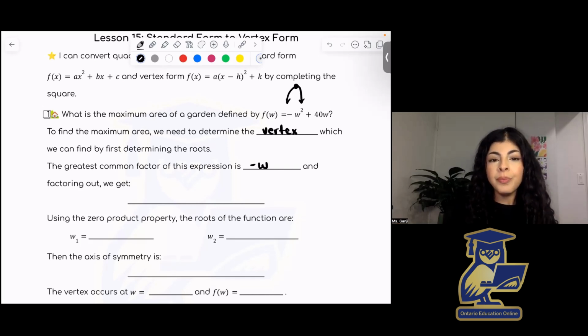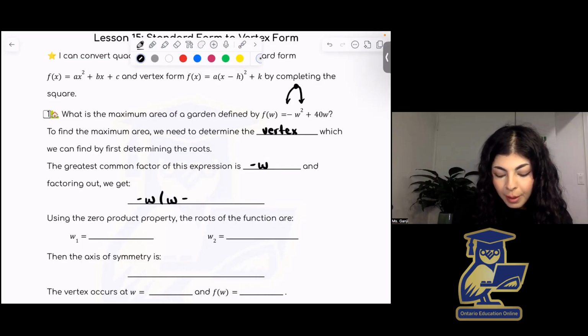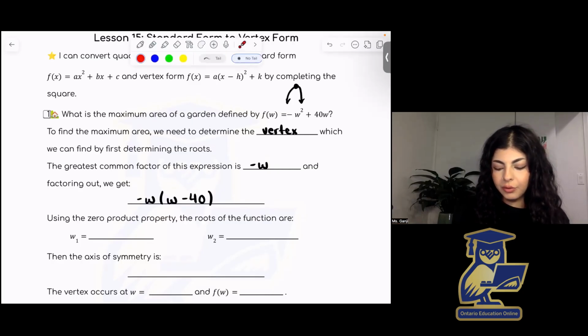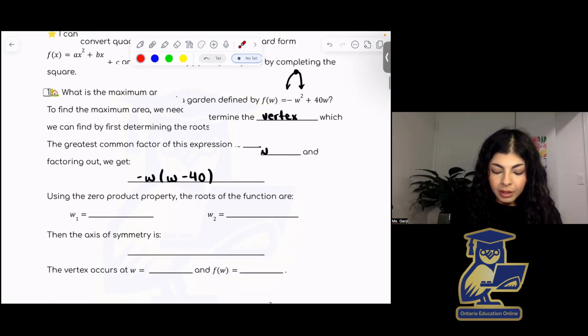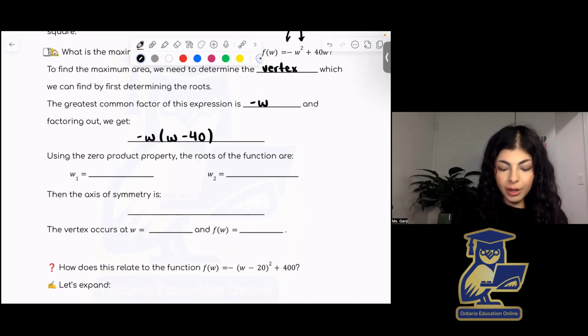I'm going to factor out negative w. We typically want to work with a equals 1, so it's best practice to factor out the negative as well, so that you end up with just the w. Factoring that out, we get negative w times w minus 40. Keep in mind that when we distribute this back, we want to get the original equation, so that's why the negative and negative need to be there, so that we get positive 40. Now the zero product property tells us that the roots of this function are 0 and 40.